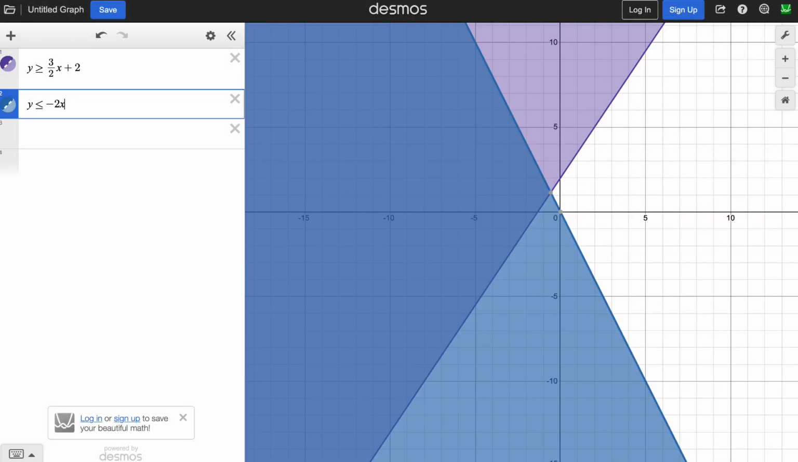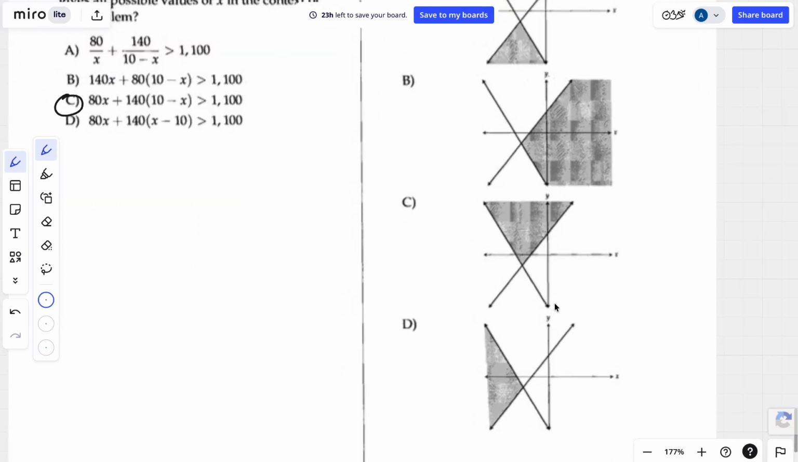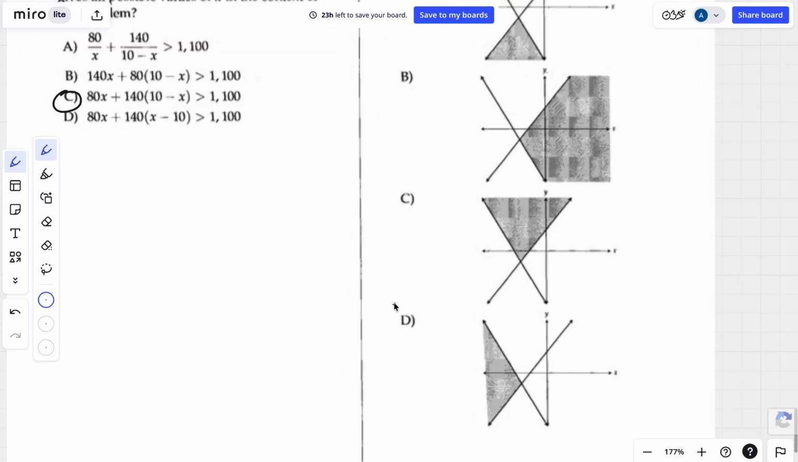Negative 2x minus 5. So we have these two equations, the purple line and the blue line. We're looking for the common region. The common region is this purple region here. So it's towards the left. So the solution is towards the left, which means it has to be D.